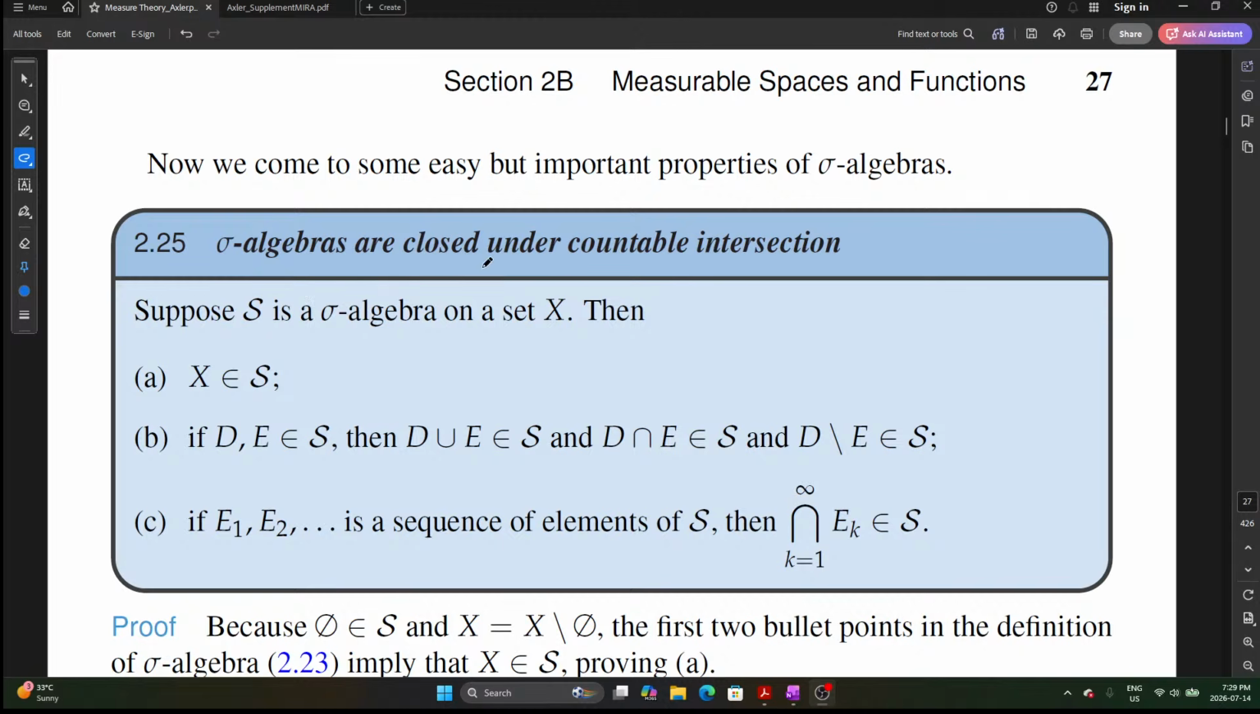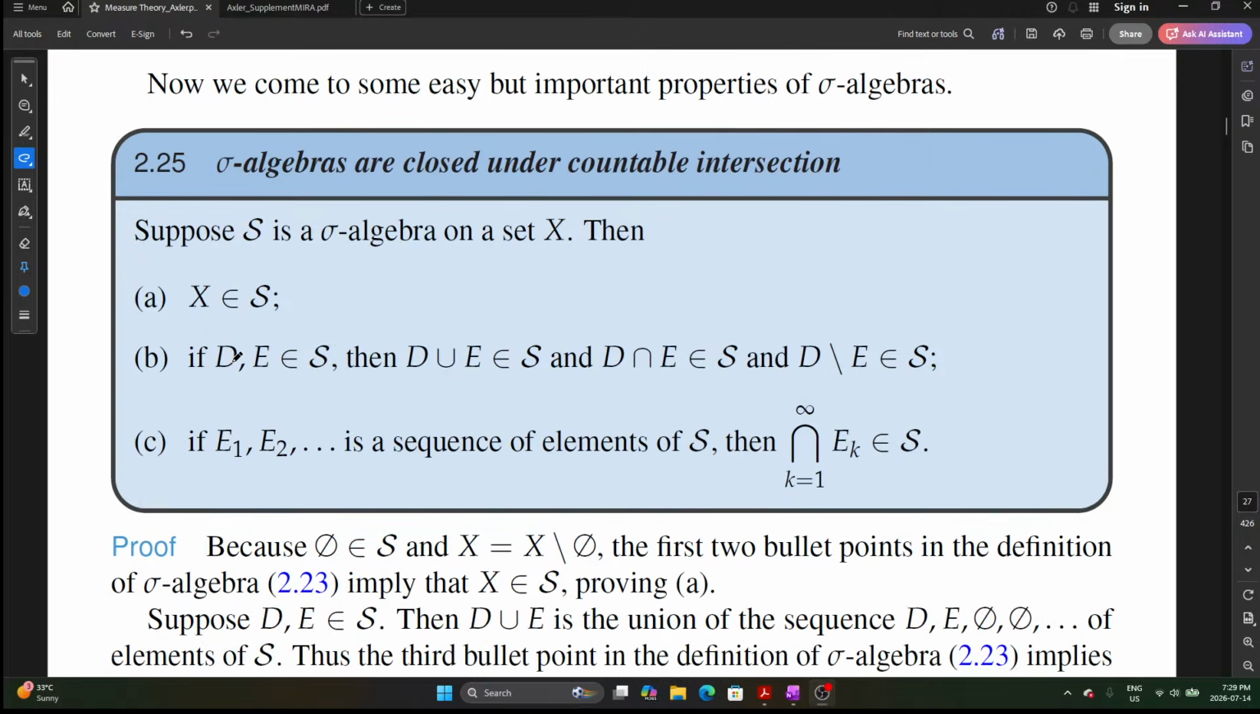Sigma algebras are closed under countable intersection. Remember in the axiom or in the definition, we know that sigma algebras are closed under countable union. It is implied that sigma algebra is also closed under countable intersection. So let's see how that's proved. First of all, what's the statement, and let's see how that's proved.